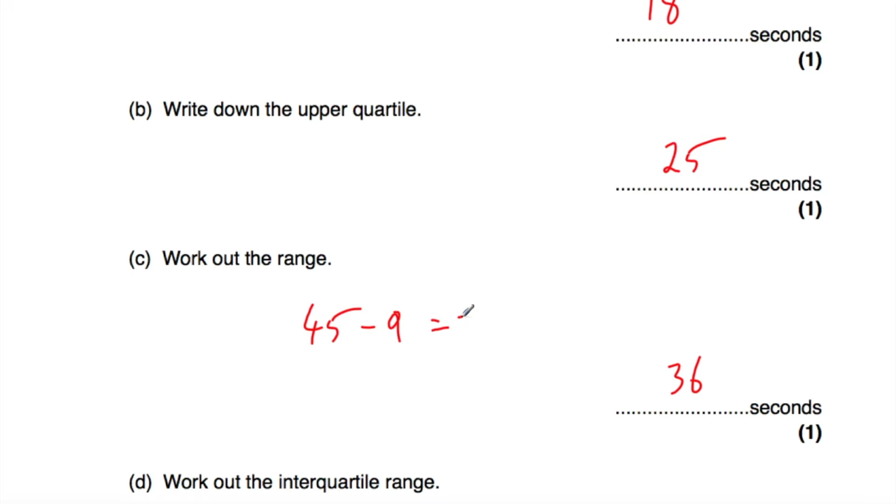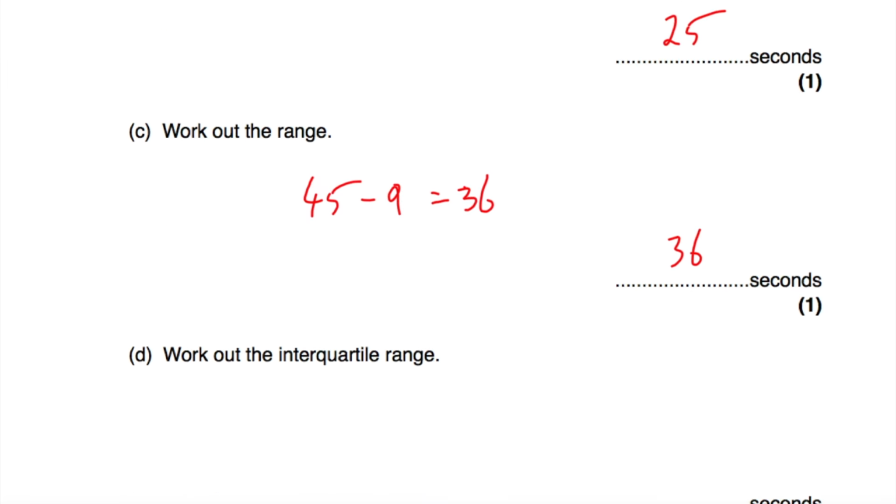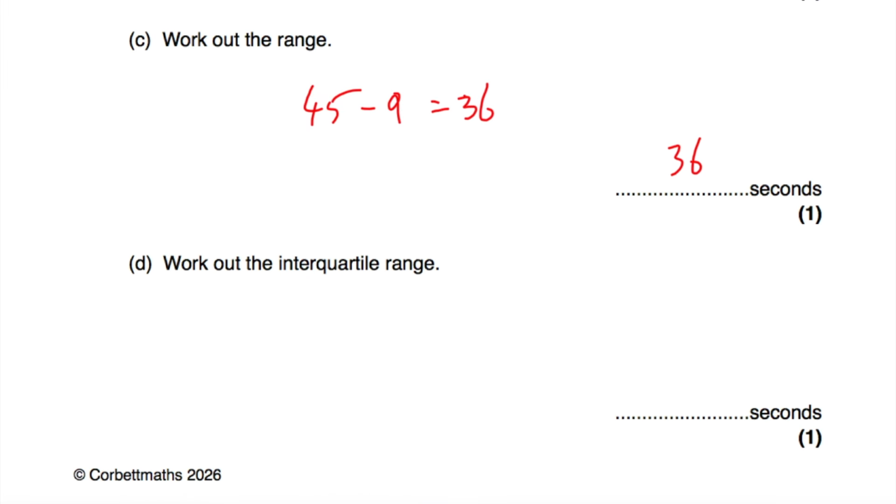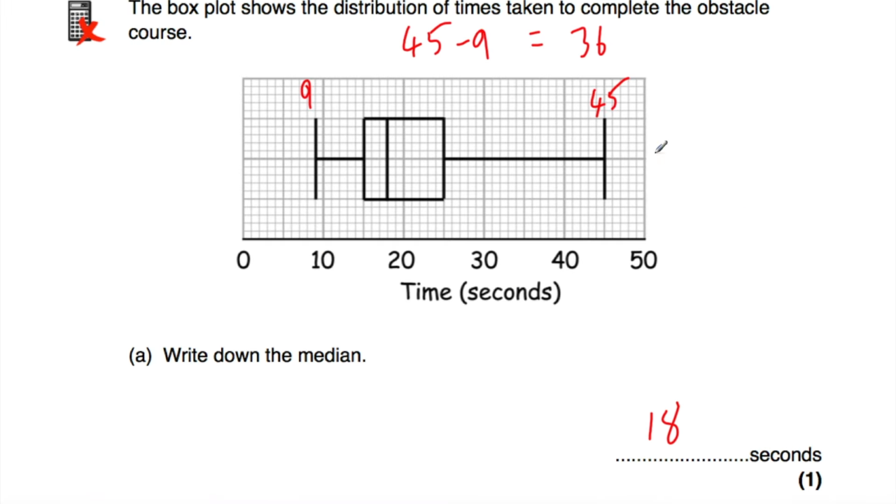That's equal to 36. And then finally, part D says to work out the interquartile range. So this is the range, the largest take away the smallest, or the longest time take away the shortest time. The interquartile range is what you get whenever you find the spread of the middle 50% of the data. So if you do the upper quartile, subtract the lower quartile, that's equal to the interquartile range.